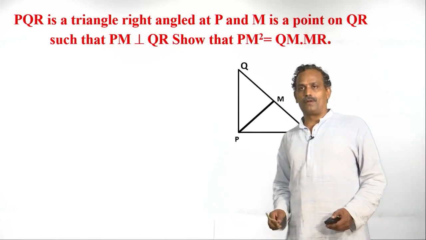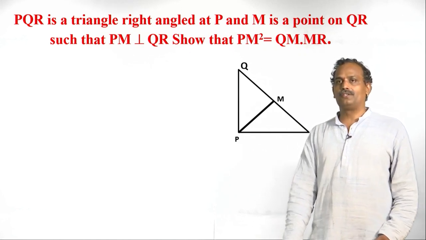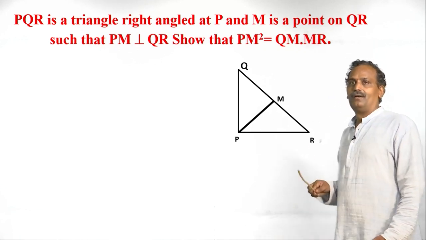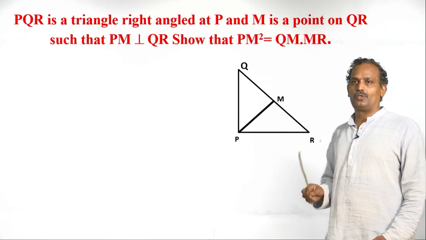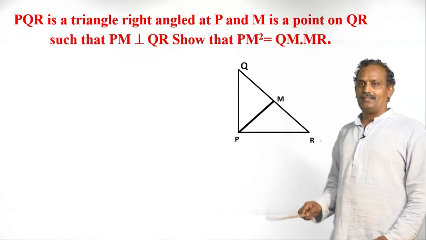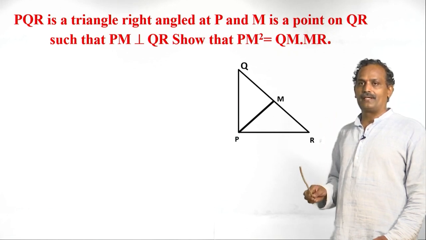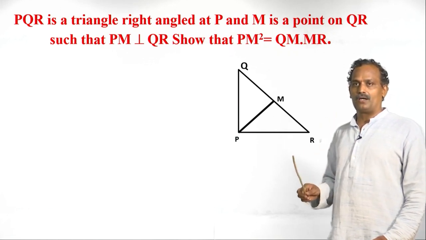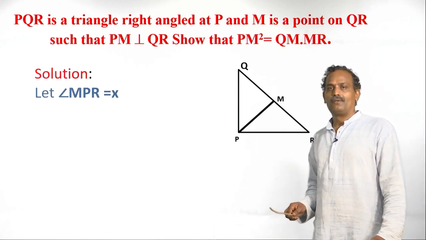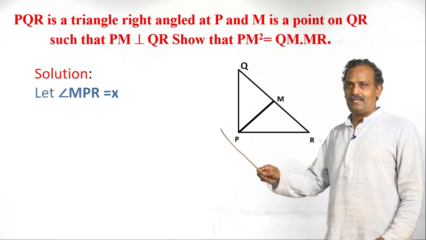So let us consider one more problem here. PQR is a triangle right angled at P, and M is a point on QR such that PM is perpendicular to QR. Show that PM square is QM into MR. Angle P is the right angled vertex, and for triangle QMP, M is the right angled vertex, and for triangle PMR, M is the right angled vertex. So let us solve this. Let us assume angle MPR is x.